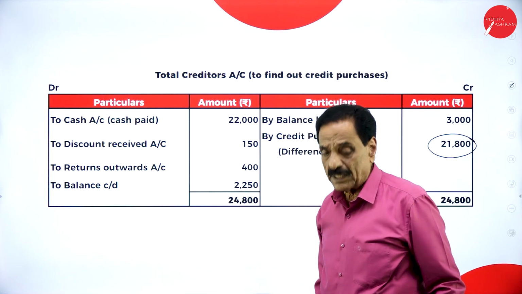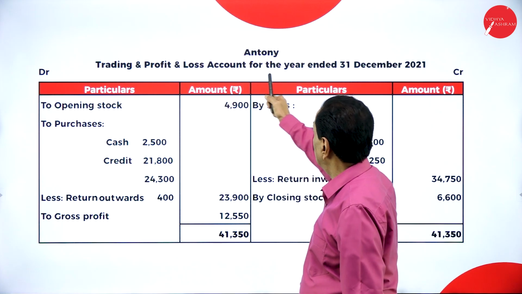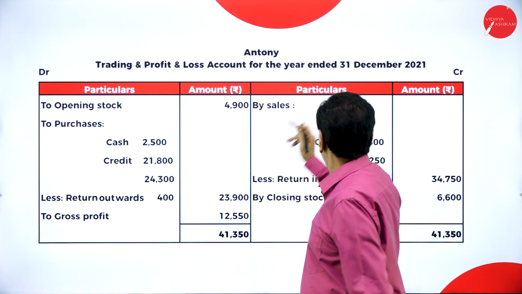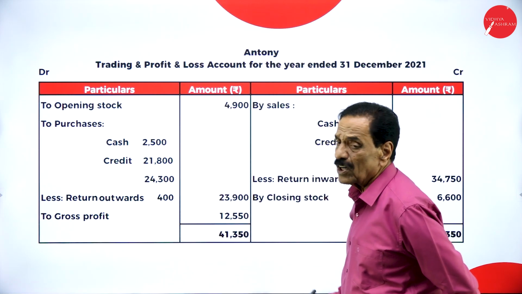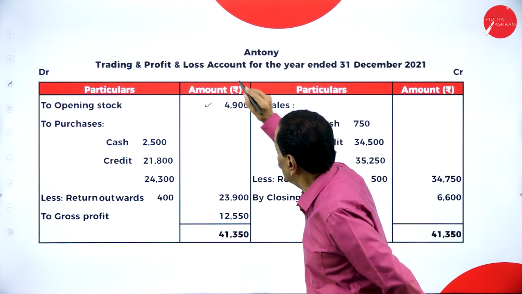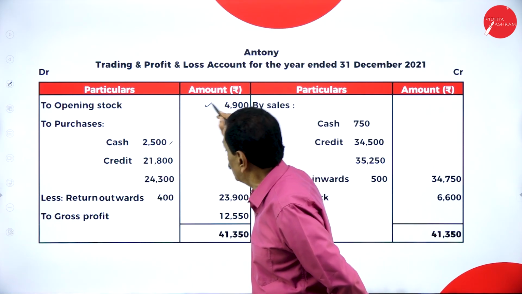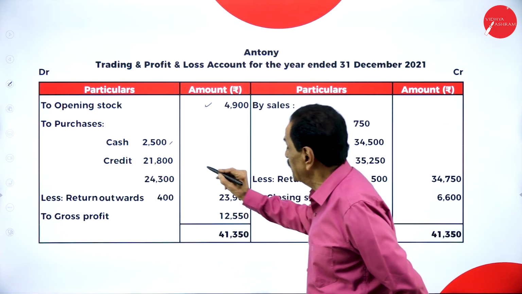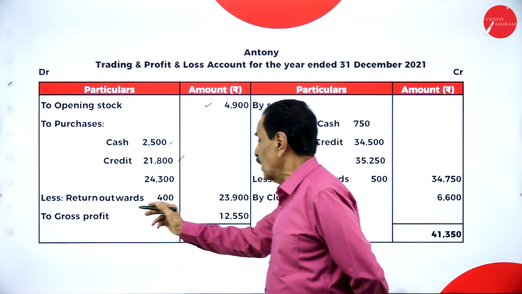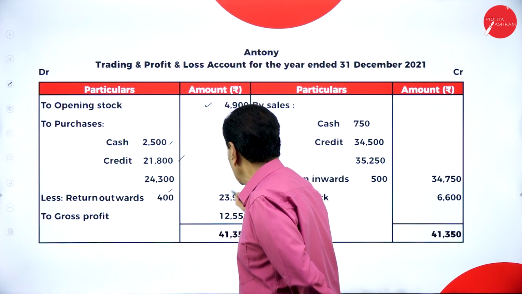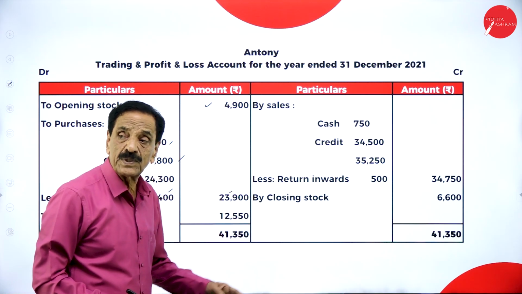So we put it in the format of trading and profit and loss account. So we have to prepare trading and profit and loss account for the year ended 31st December 2021. So all the trading accounts start with the opening stock of 4,900. When you make the purchase, your cash purchase is 2,500. Your credit purchase is 21,800. Totally 24,300. Out of that, return outward is 400. Actual purchase becomes 23,900.